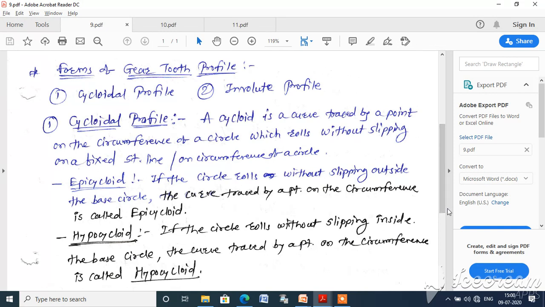What is a cycloid? A cycloid is a curve traced by a point on the circumference of a circle which rolls without slipping on a fixed straight line or on the circumference of a circle. Again there are two types of cycloid, epicycloid and hypocycloid. Epicycloid means if the circle rolls without slipping outside the base circle, the curve traced by a point on the circumference is called epicycloid. And hypocycloid: if the circle rolls without slipping inside the base circle, the curve traced by a point on the circumference is called hypocycloid.